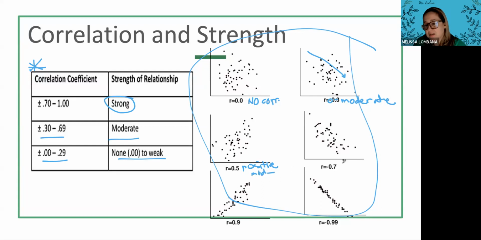And then this one is a negative, and as you see, the points are closer together. So that means it will be a strong correlation. And this last two, you see how the stronger they are, that means the variables are responding to each other. So this last one would be a positive, strong correlation. And this one would be a negative, strong correlation.